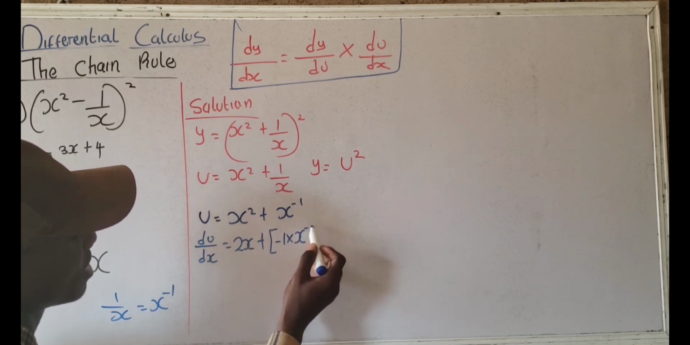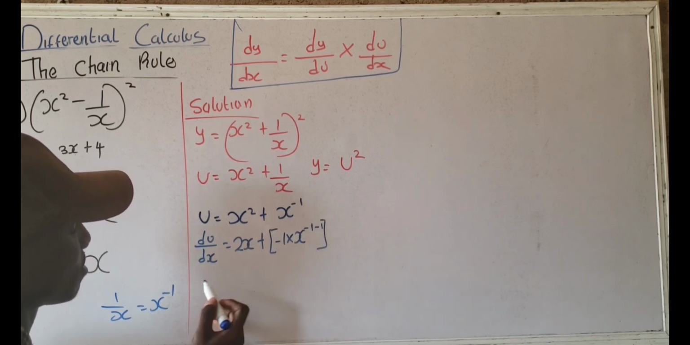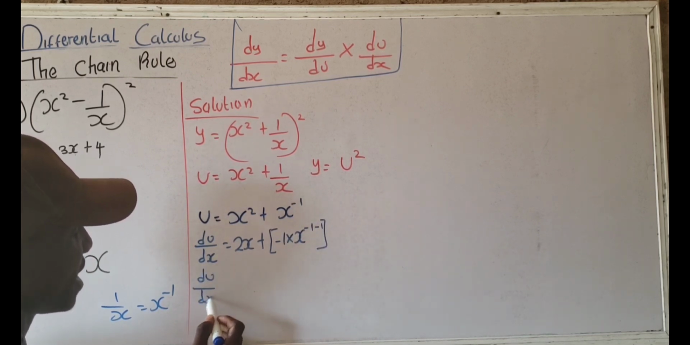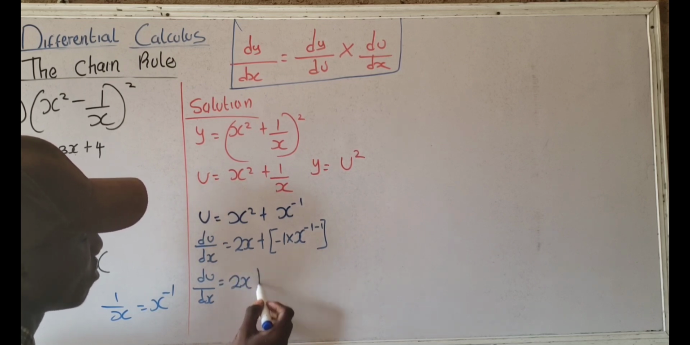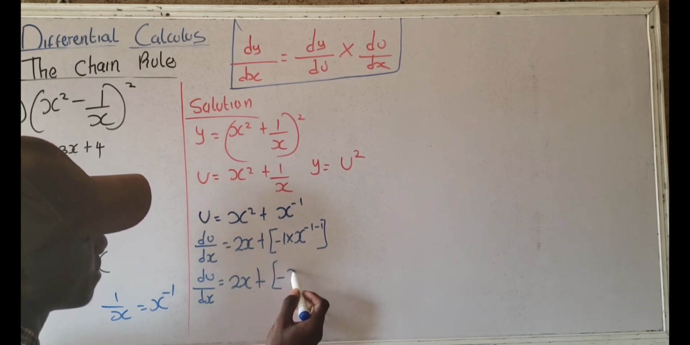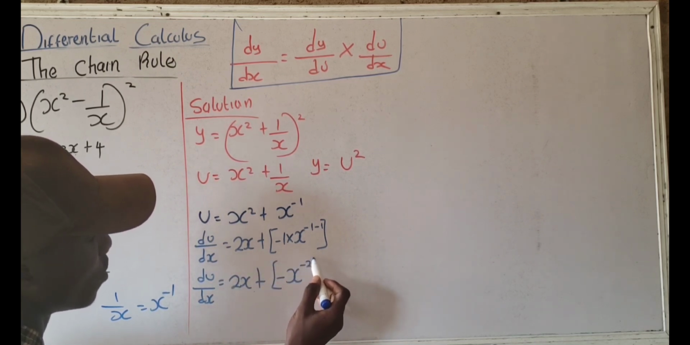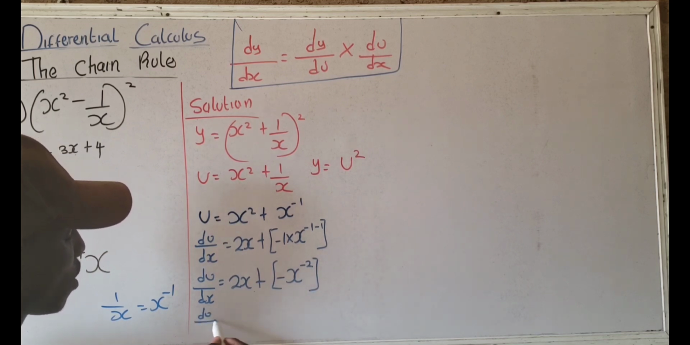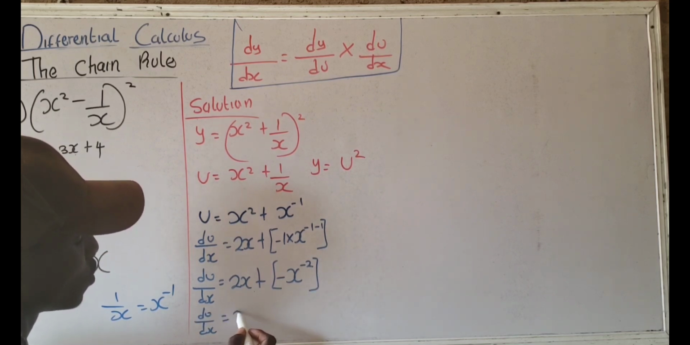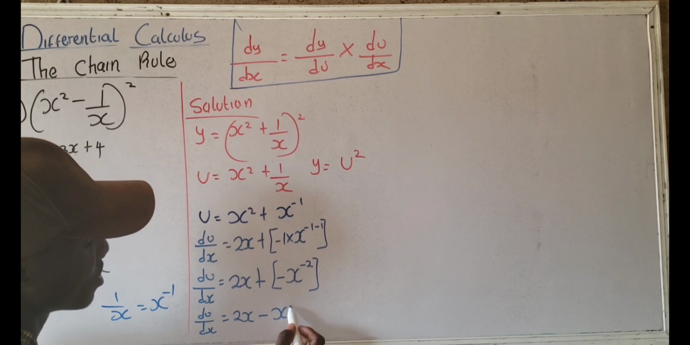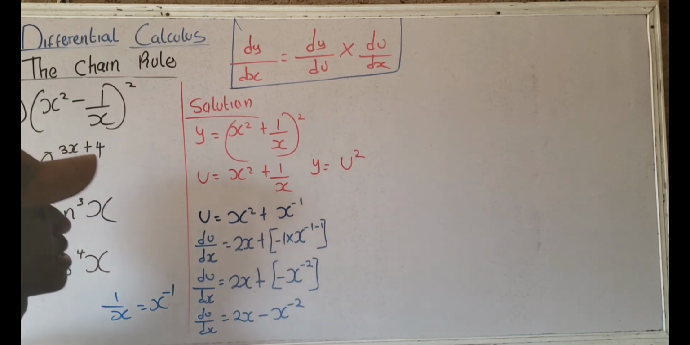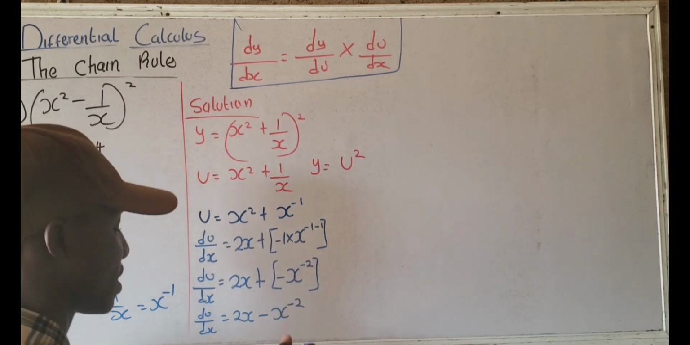du over dx is equal to 2x plus negative 1 times x raised to the power of negative 1 minus 1. That means I'm going to have du over dx equal to 2x plus negative x raised to the power of negative 2. Okay? That means du over dx is equal to 2x minus x raised to the power of negative 2. Okay? Now, let us proceed to y.